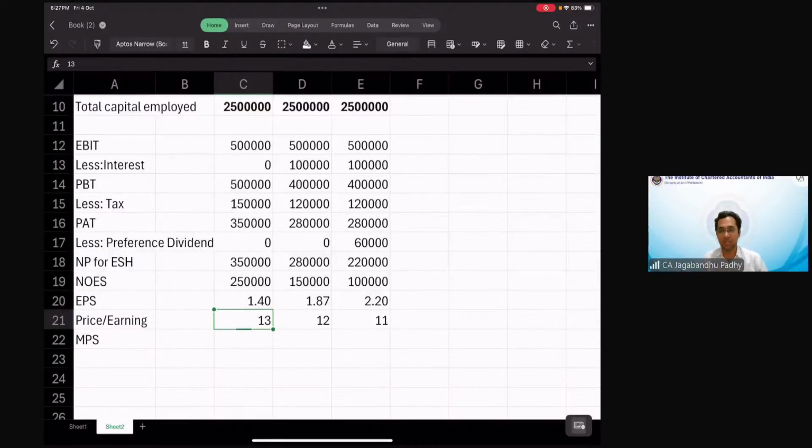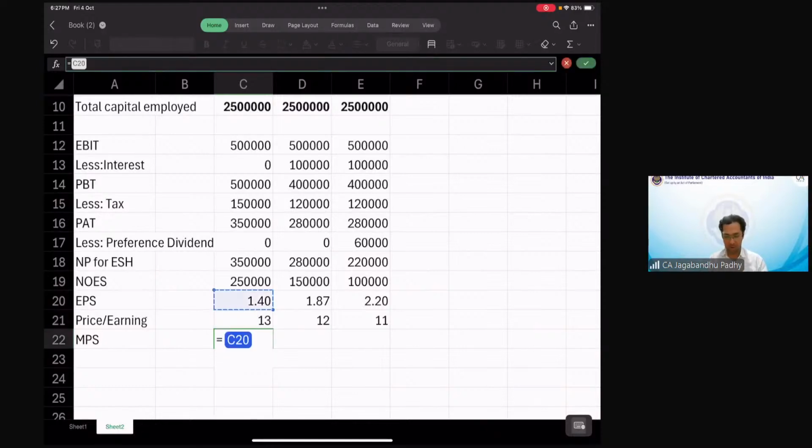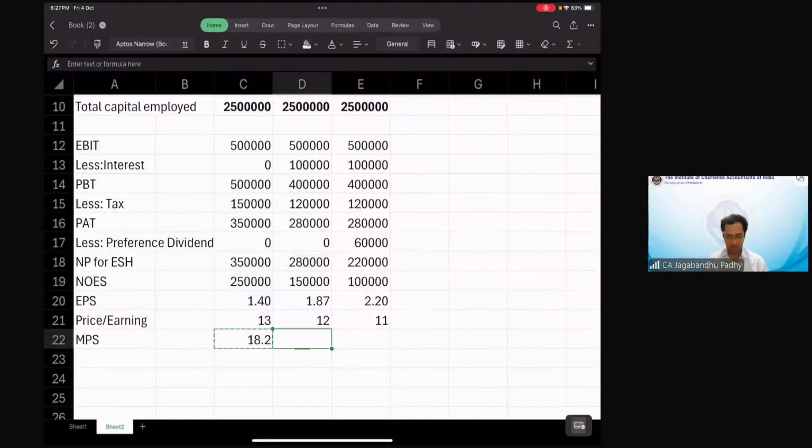And for similar companies, what is the P ratio? Now, market price per share for the first is 1.4 into 13. For the next it is 22.44, and for the next one it is 24.2.